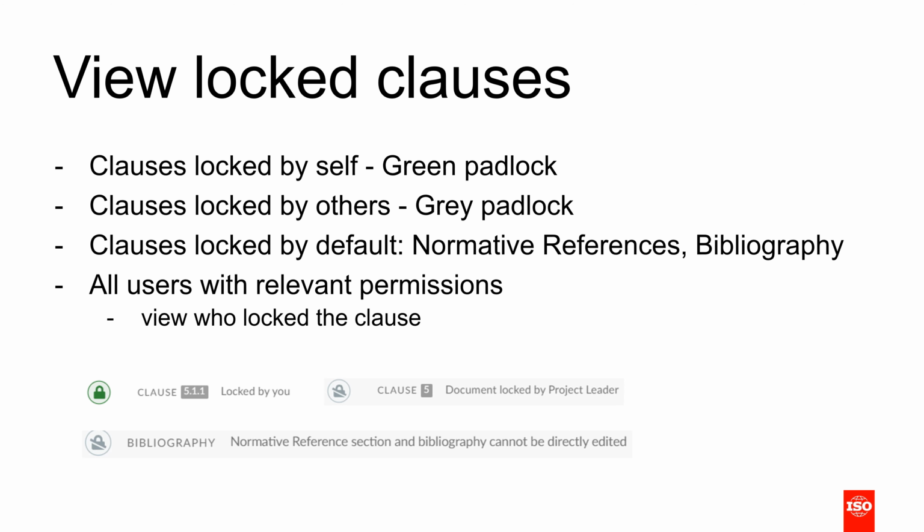As an author, when you start editing a clause, you will see a green padlock icon appear at the top of the clause, which indicates that this clause is locked by you and that no one else can edit it at the same time. Clauses locked by others will have a gray padlock icon next to them. You will be able to see who has locked it, and it also indicates that you will not be able to edit these clauses at this moment.